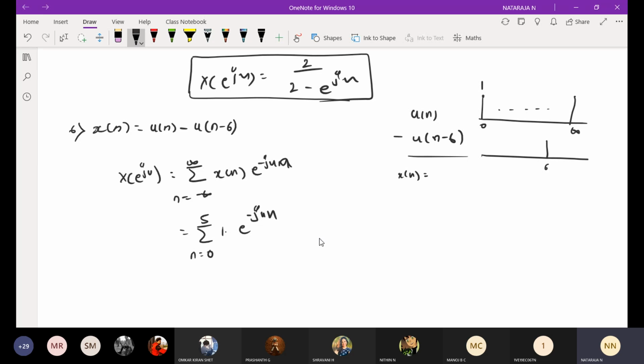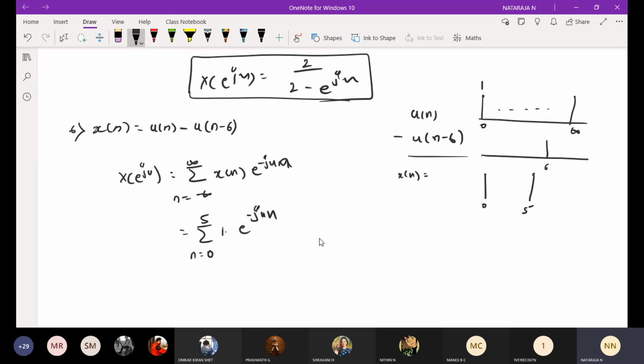Starts at 6, ends at 0. 1 minus 0, 1 at 0, up to 5 I am going to get. At 6 again it will be 0. 0 to 5 is my limits. Got everyone? Got the picture? Yes, sir.